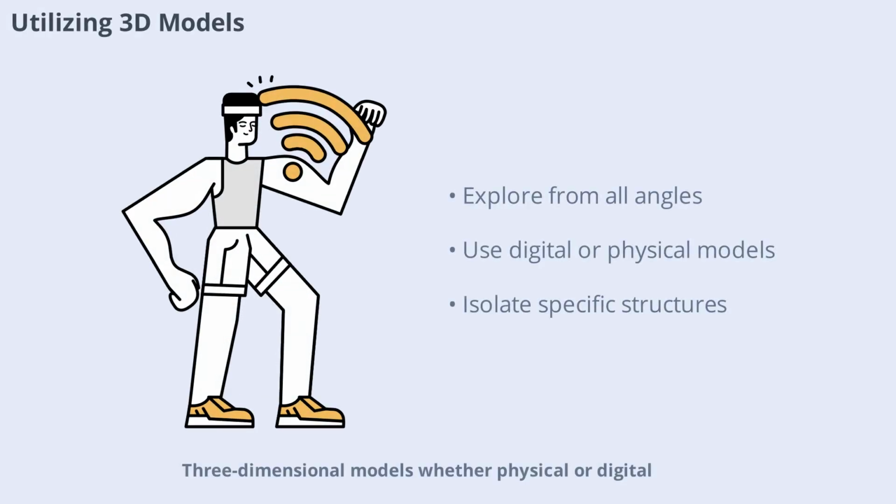Three-dimensional models, whether physical or digital, provide a tangible way to explore anatomy. Manipulating a model allows you to view structures from different angles and understand how they fit together. Many online platforms offer interactive 3D anatomy tools, letting you zoom in, rotate, and isolate specific parts. This immersive experience is especially helpful for visual learners and can make abstract concepts much more concrete.